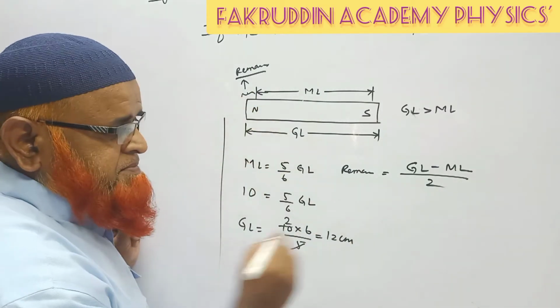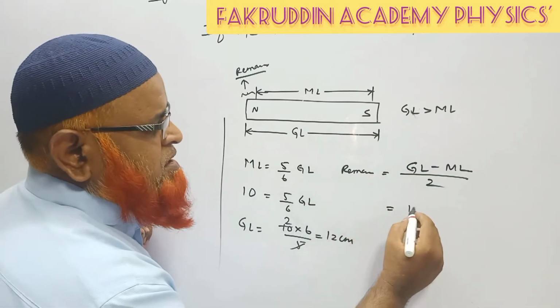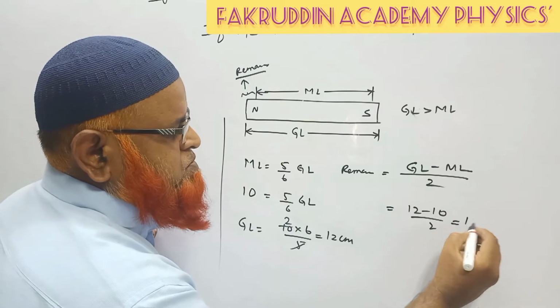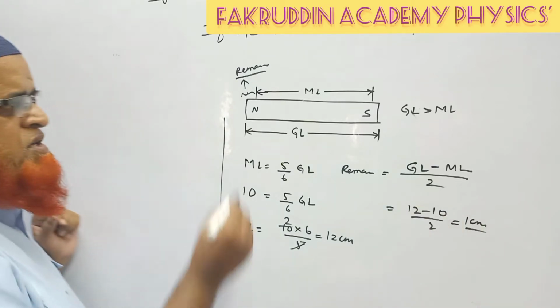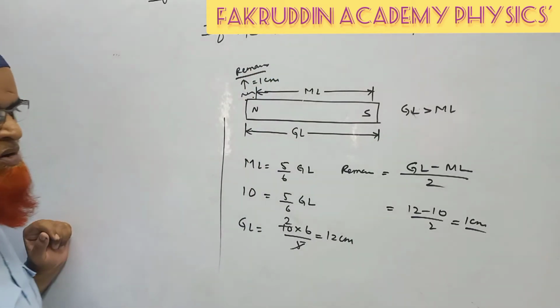The remaining length. So geometric length is how much? Geometric length is how much? 12 minus 10, divided by 2, is 1 centimeter. So this remaining part from here to here is taken as 1 centimeter. Okay, come on.